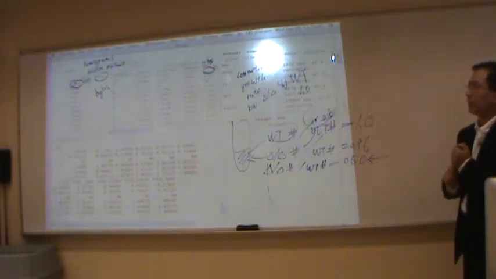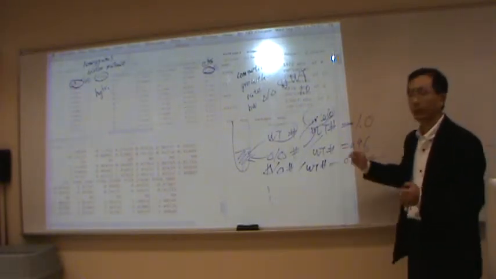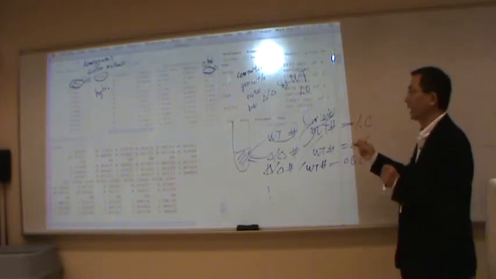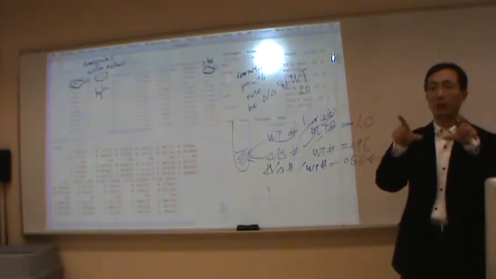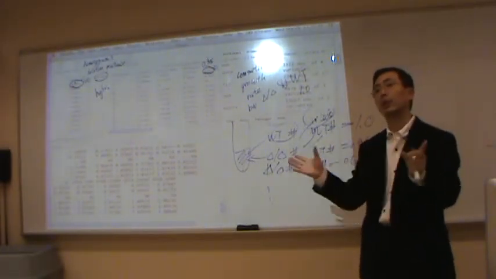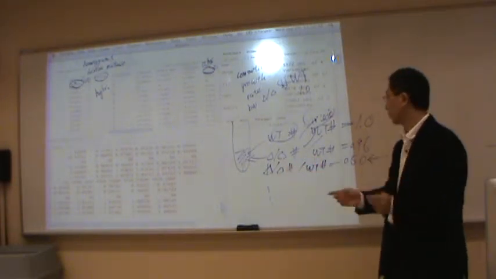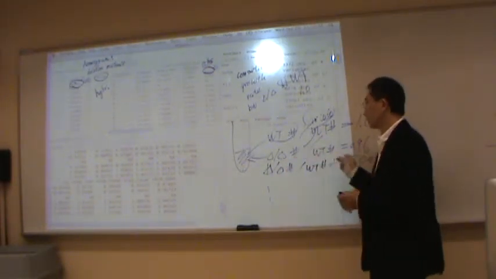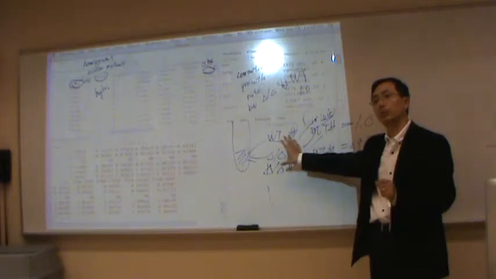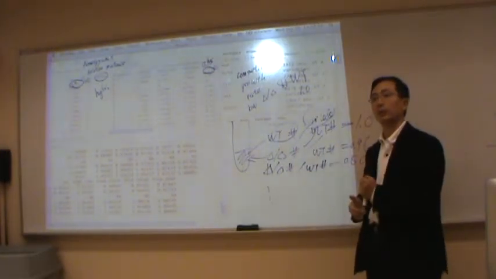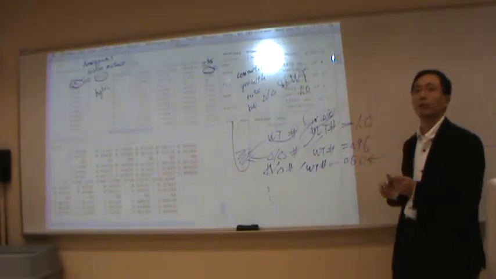All this interpretation doesn't affect how you analyze the data, but it affects how you interpret the result. How you interpret the result is based on the biology, on how the experiment is done. It's not just simply by the number.